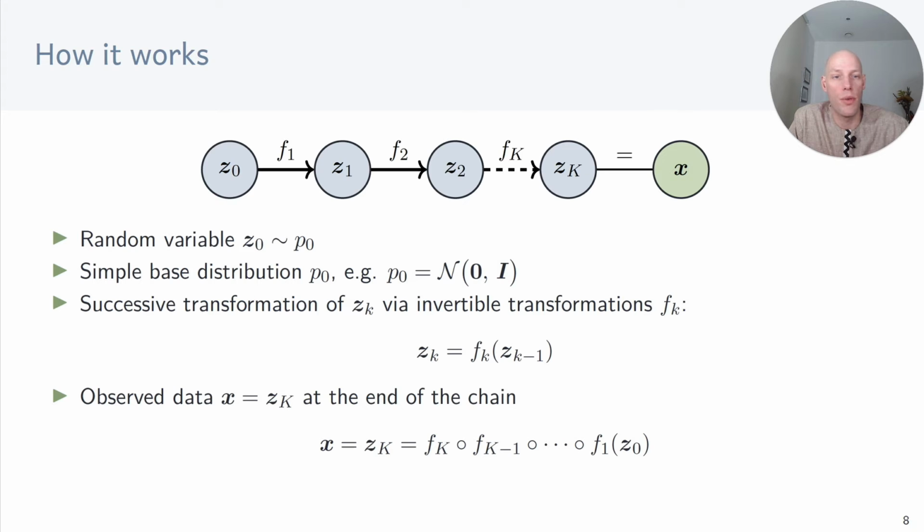We do this a few times and we set observed data to correspond to the random variable at the end of the chain of transformations. So x equals z capital K. That means we know the two endpoints of the chain, the base distribution p0 and the data at the end of the chain. If we find good parameters of these invertible transformations fk, then we have a prescription of how to generate data from a simple base distribution.